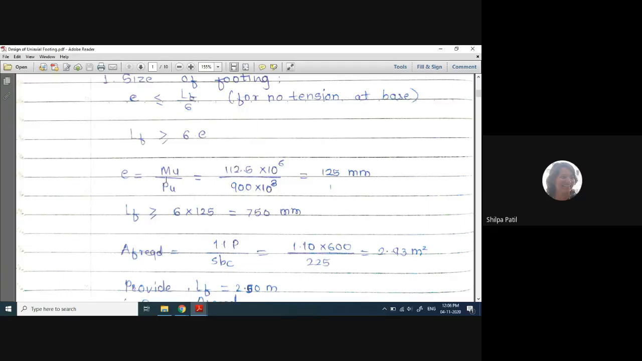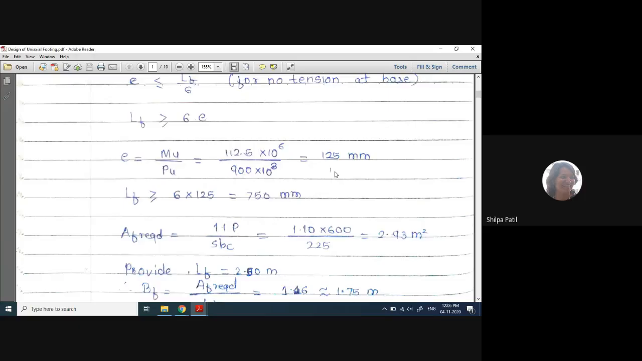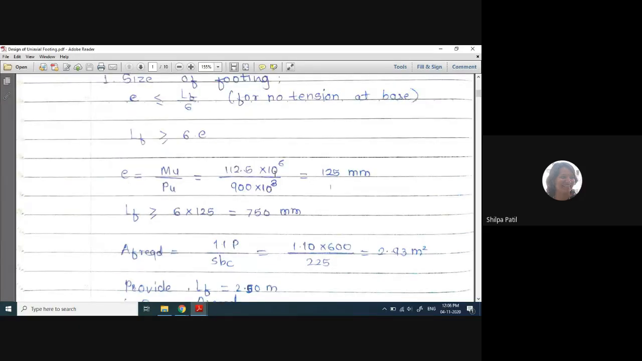For this, I'm talking about only the E calculation. If you consider the area required calculation, again we are moving to the same condition here. Are you getting it? Yes, ma'am. Eccentricity is calculated based on the factored value. So from that, LF is coming as 6 into 125, which is 750. So my length of the footing must be greater than or at least equal to 750 mm. Okay, this is the condition I have got.